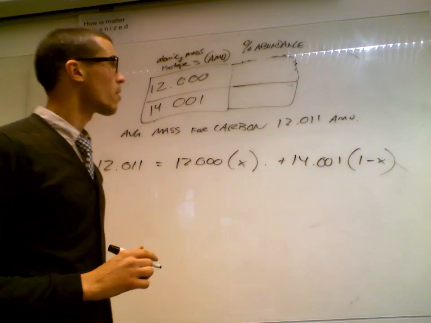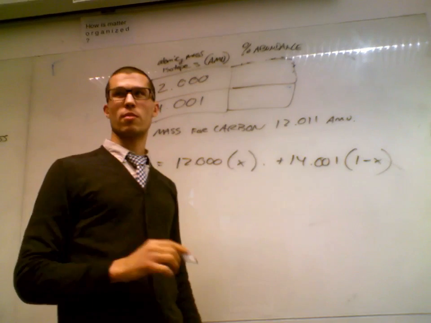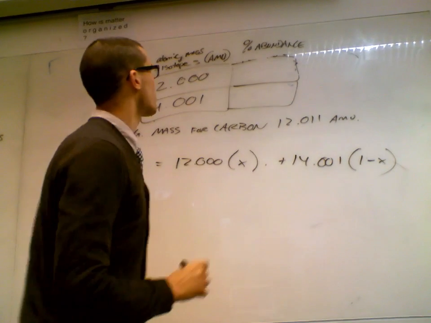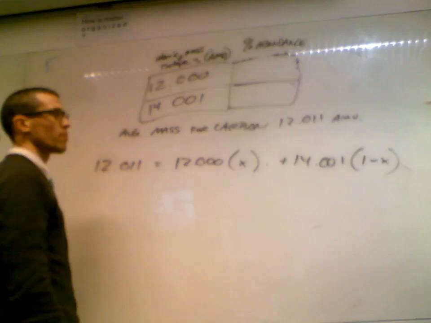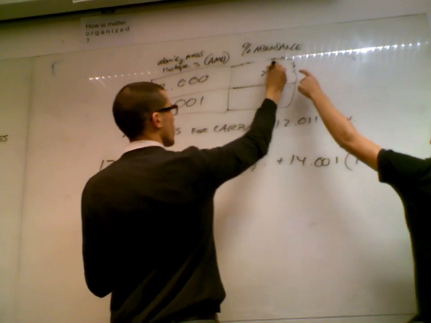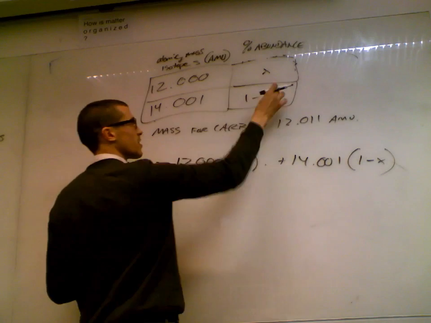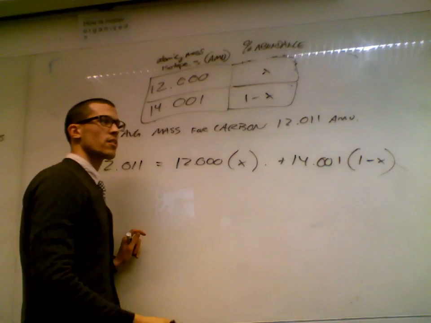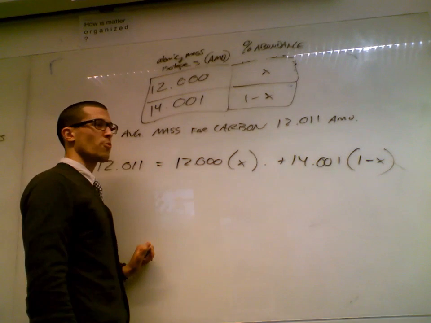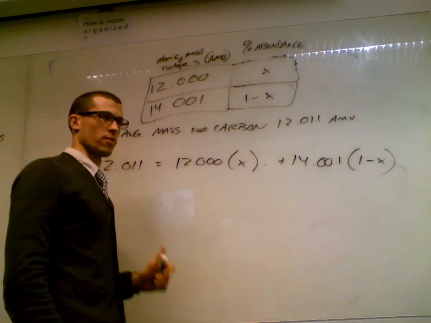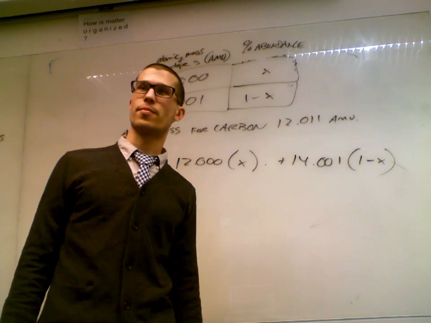Why is it 1 minus X? Did we go over this or not? Is the number in this box always the remainder of the percentage from this one? No, you can have this one as X if you want, and that one is 1 minus X. You just need to make sure one of them is X and one of them is 1 minus X. Either way it will work. You can try it yourself.